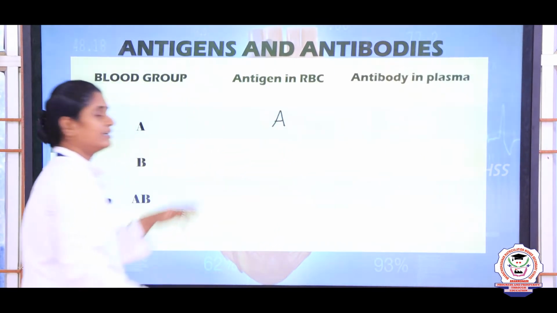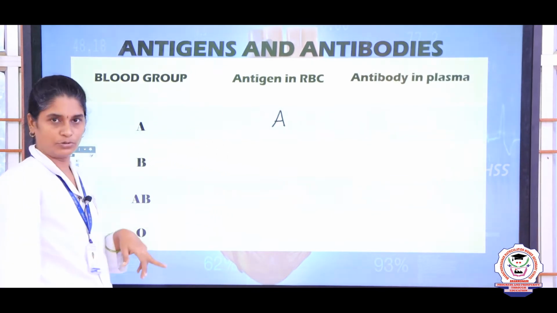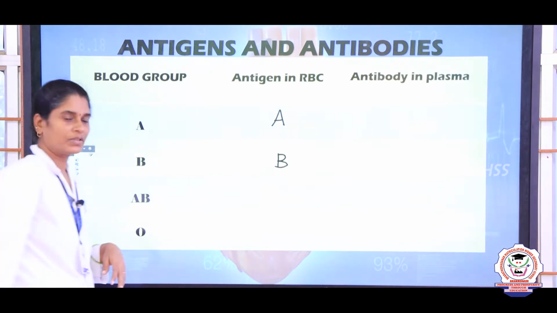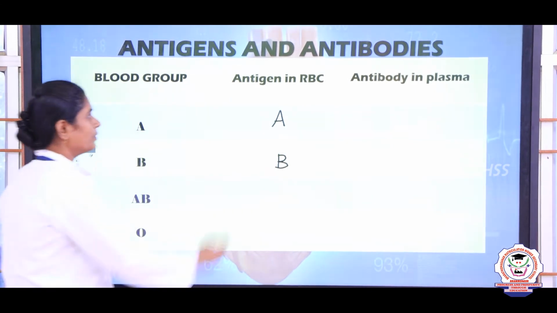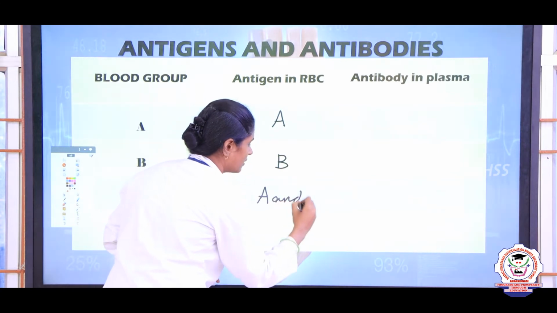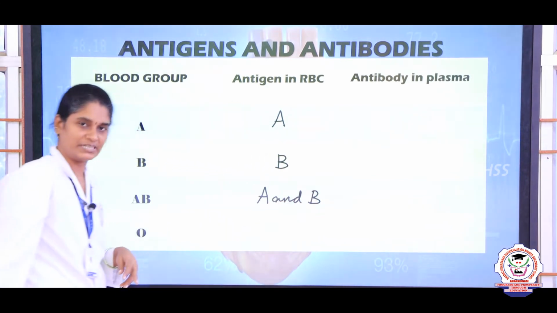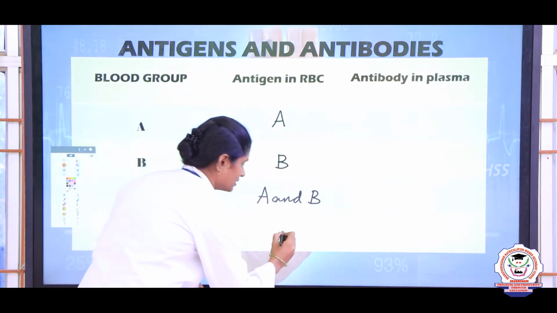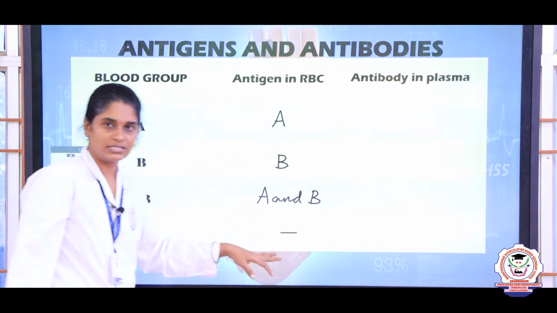So, A antigen is present in the A blood group. In the B blood group, B antigen is present, right. In the AB blood group, both A and B antigens are present, whereas in the O blood group no antigen is present.